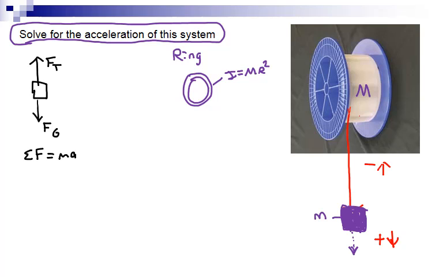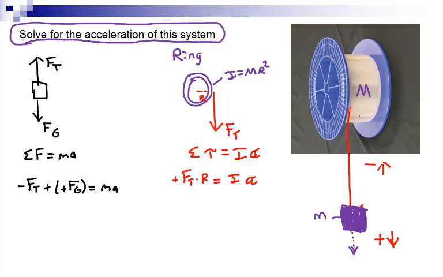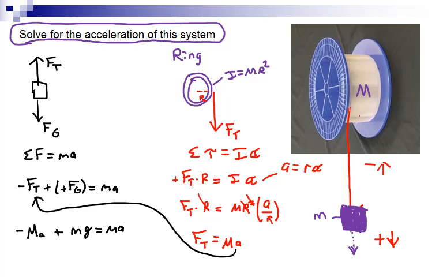All right, so force of tension going up, force of gravity going down: negative force of tension plus positive force of gravity equals ma. And so we've got the force of tension going down. The sum of the torques equals I alpha, and force of tension times the radius equals I alpha. Remember alpha, when we get into linear, is linear acceleration over r, and then our radius cancels out. So the force of tension is going to be equal to the total mass of the ring times a, which we'll plug into force of tension here.